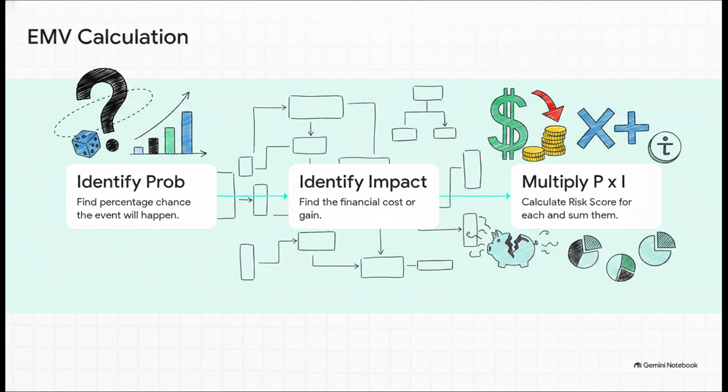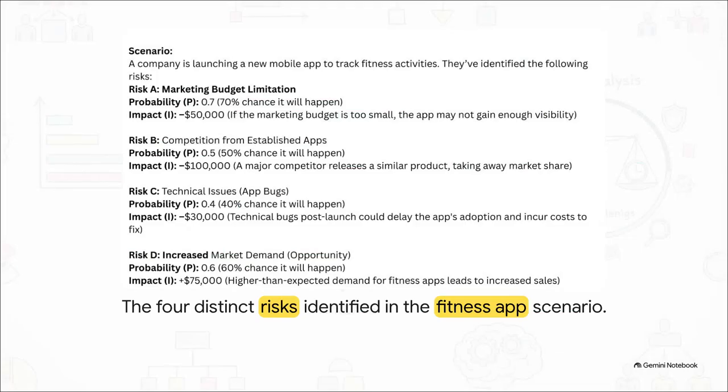You've got this. So, looking back at our scenario, the exam has kindly quantified our extracted risks for us. We have risk A, the marketing budget limitation, which has a 70% probability, or 0.7, and a negative impact of $50,000. We have risk B, the competition, sitting at a 50% probability with a negative $100,000 impact. Then there's technical bugs at a 40% probability. And finally, risk D, which is our positive opportunity, a 60% chance of increased market demand yielding a positive $75,000.